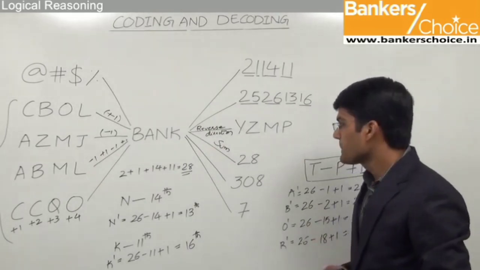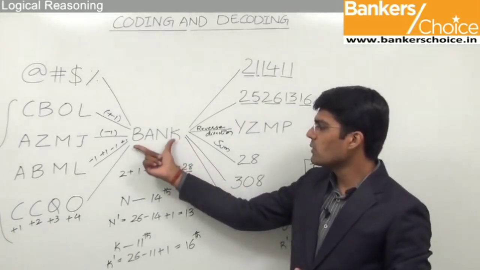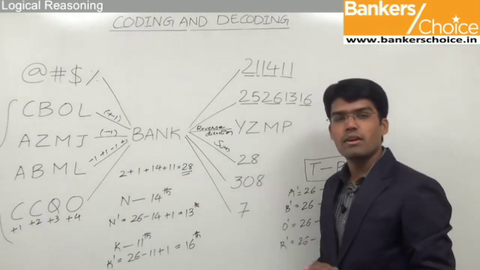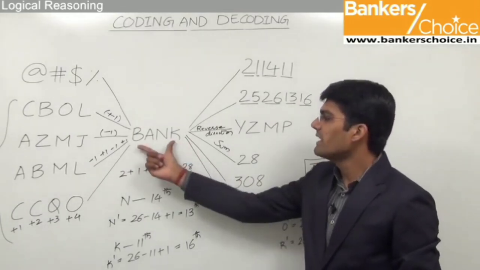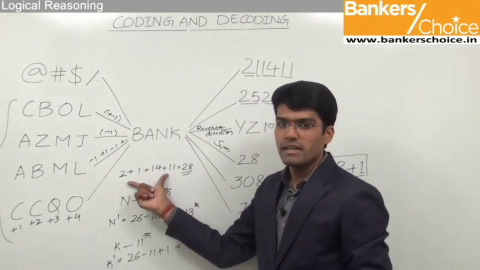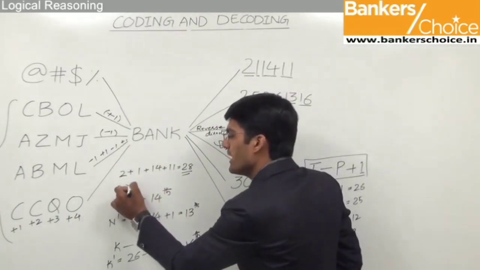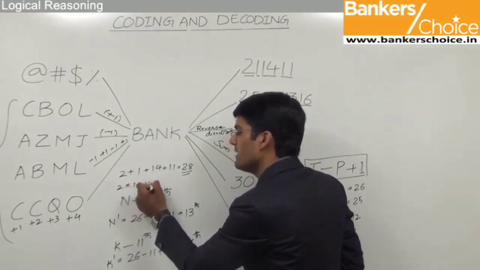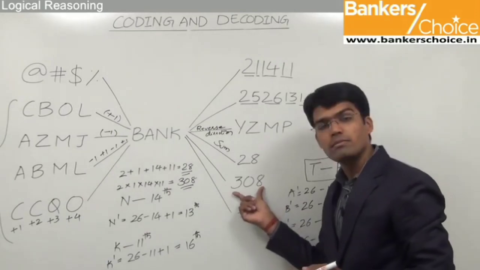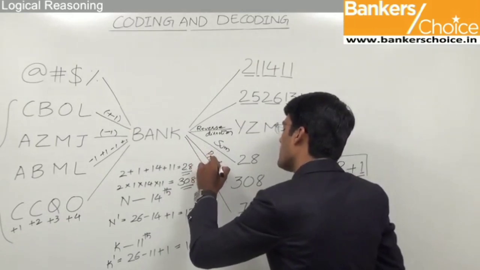Let us now take the next one. Here the word bank has been coded as 308. That means the 4-lettered word now has become a 3-digit number, that is 308. The logic in this coding is the product of the positions of the letters of the word bank. So instead of taking sum of the positions, when we multiply all these positions, we come up with 308. That is 2 into 1 into 14 into 11, that is equal to 308. So that's how we have got the coded form 308 for the word bank. So here we can say that the logic is product of the positions.